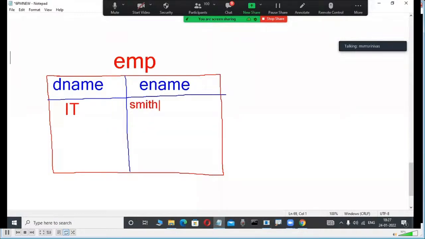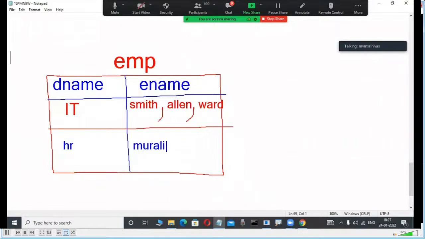Slowly observe here, very interesting. Smith is an employee. For example, in an employee column I am just giving Smith, comma, Alan, comma, Ward. I am representing that 3 employees are working in this IT department. That's why I am representing that data in this format only. IT is a department, and in that department Smith, Alan, and Ward are working. Again, another department is there. What is the department? The HR department. In the HR department, one employee is working. My name, for example, Murali, is the employee working.